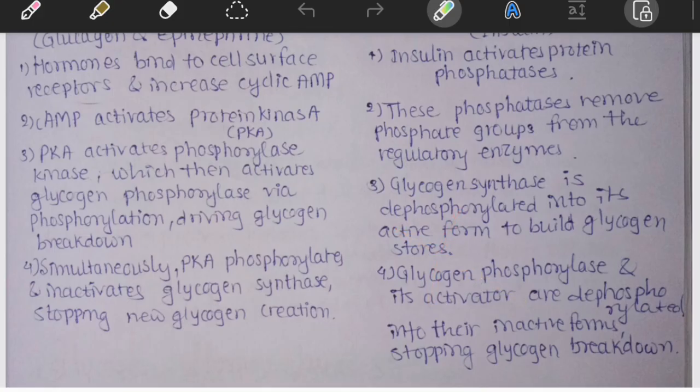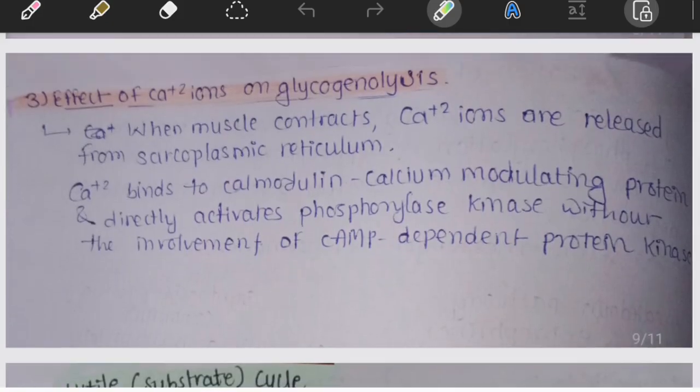And one final regulator is calcium. Why would calcium regulate glycogen? Think about muscle contraction. Whenever the muscle contracts, calcium is released from the sarcoplasmic reticulum. Now the muscle suddenly needs ATP and calcium binds to calmodulin.